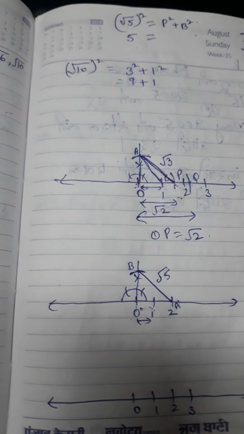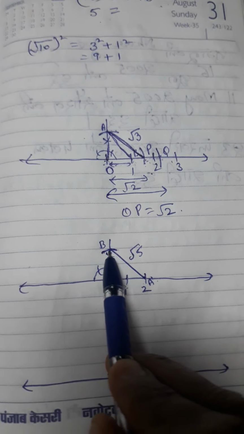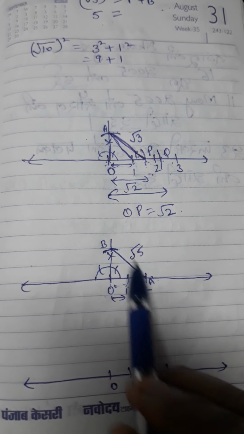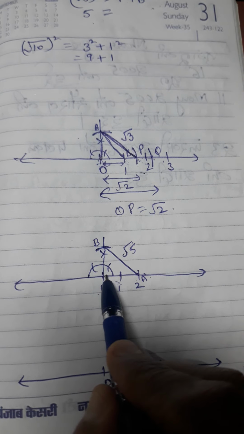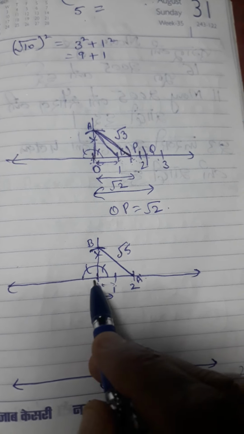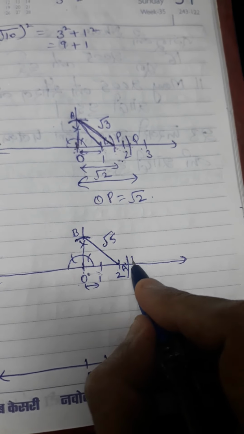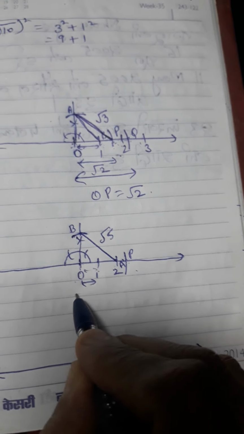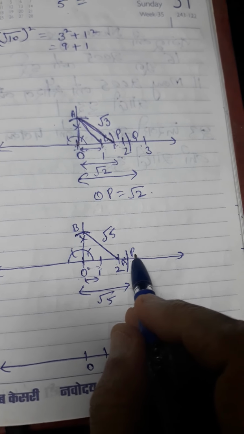But again, as we know, AB should be on the number line. So keep your compass at B, measure this length, and keeping it at O, cut an arc here. It will be 2 point something here. Cut an arc. So this OP distance is your under root 5 on the number line.